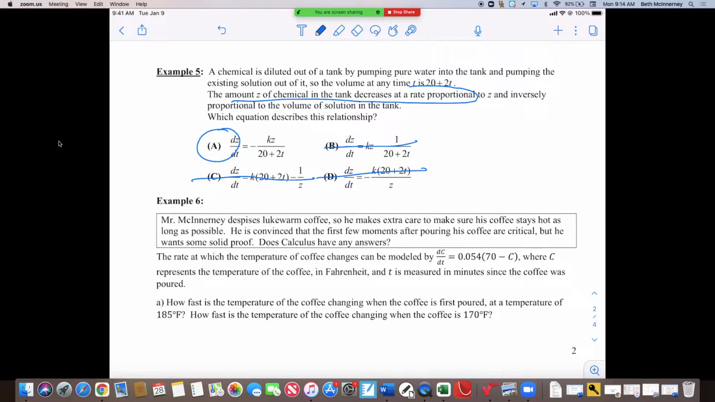All right, then there was an example that the teacher did this thing about coffee, and I'm like, I don't drink coffee, but my husband loves coffee, so I thought I'll just throw him in there.